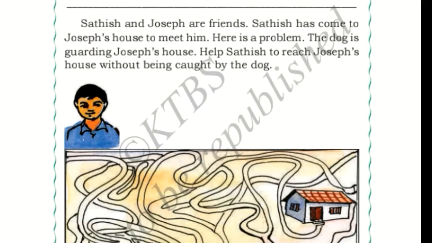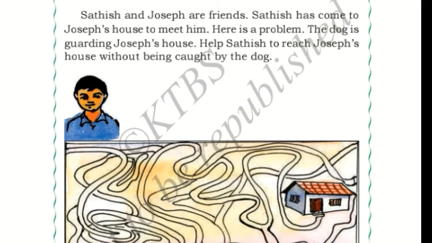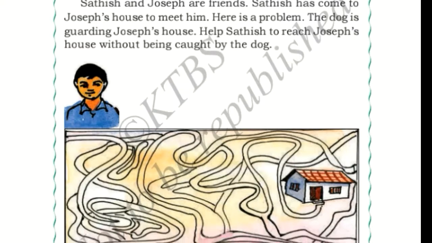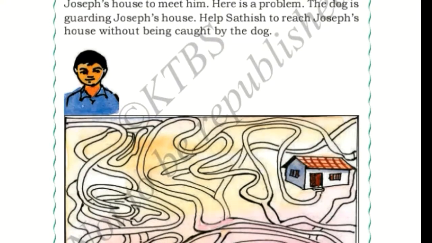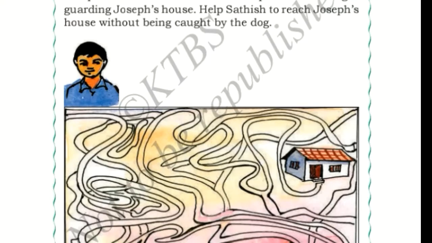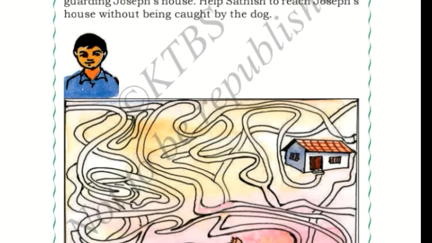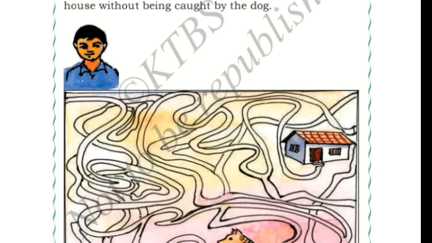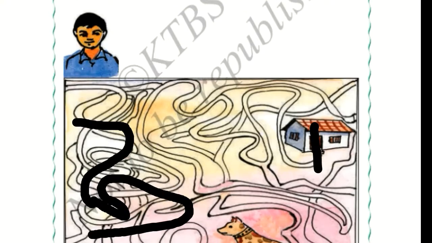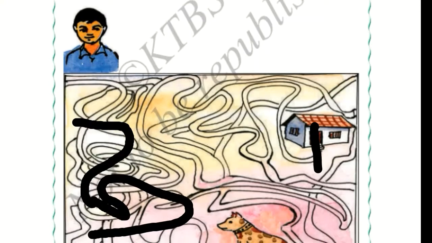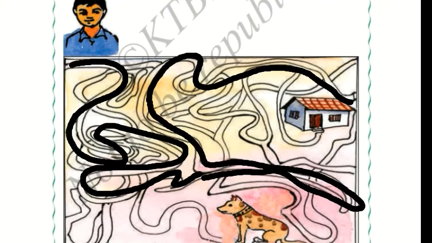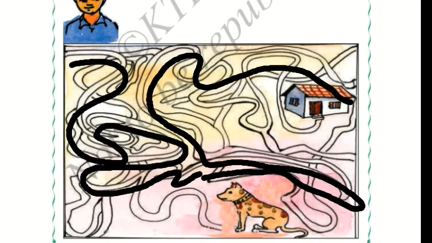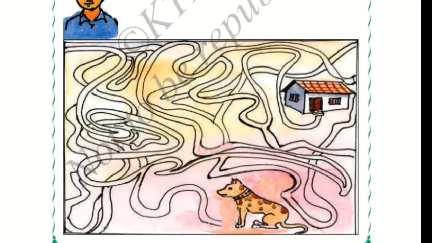Okay, now let us help this boy to reach the home without getting caught by the dog. Here I will start helping the boy to go to the home without getting caught by dogs. So is this the right way? Am I helping the boy to reach the home? Yes. Okay, let us move. Fine. So in this way we have helped this boy to reach the home.